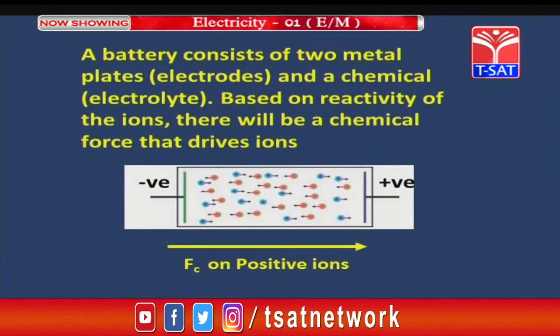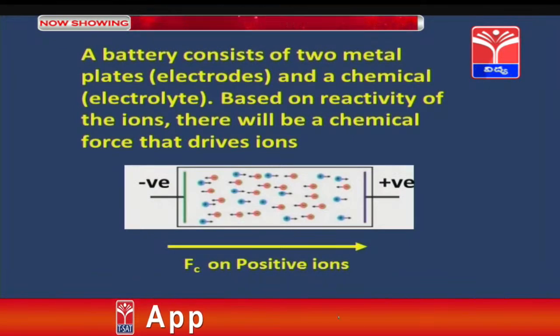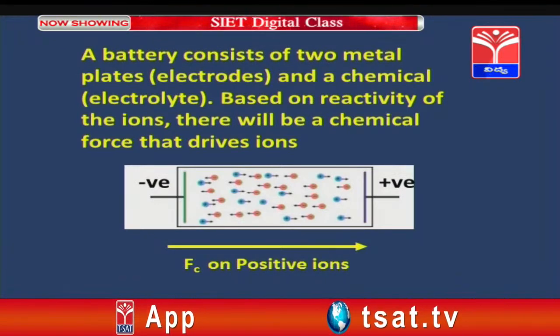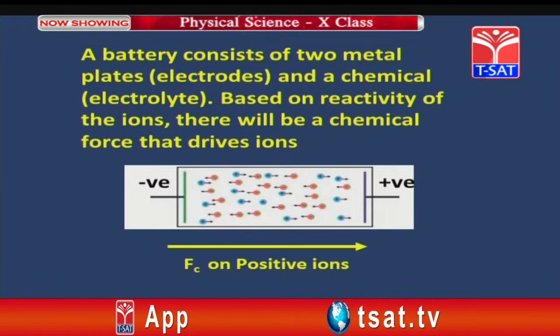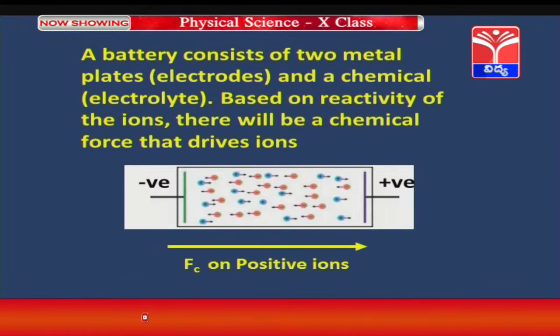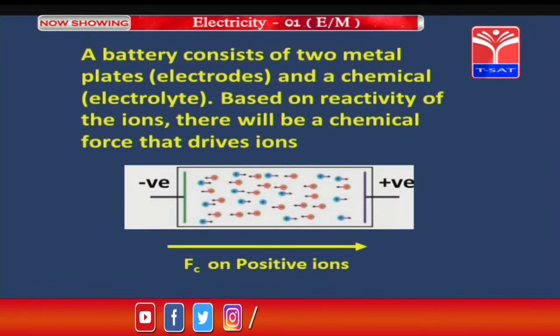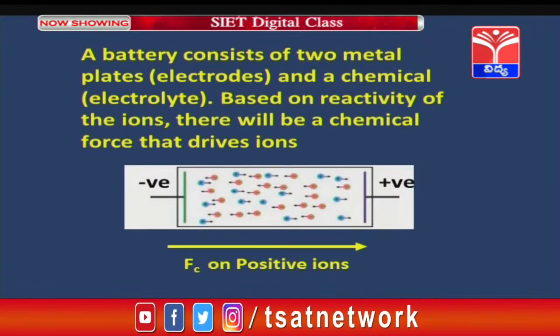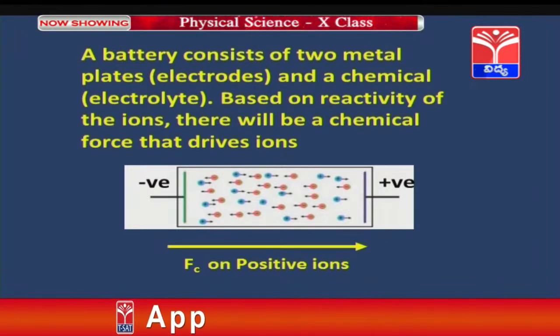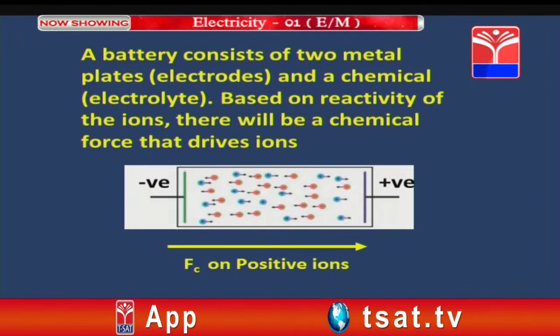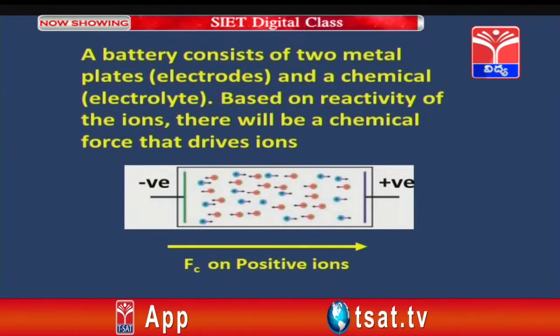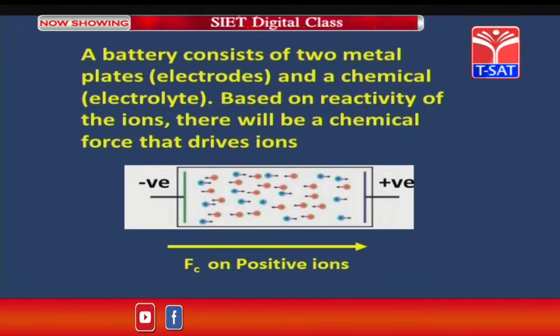A battery consists of two metal plates and a chemical. The metal plates are called electrodes and the chemical is called electrolyte. An electrolyte will have positive and negative ions. Based on the reactivity of the ions, there will be a chemical force that drives the ions towards the metal plates. Positive ions will be driven to one plate and the negative ions will be driven to the other plate.